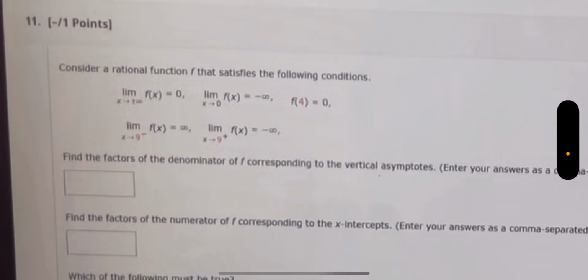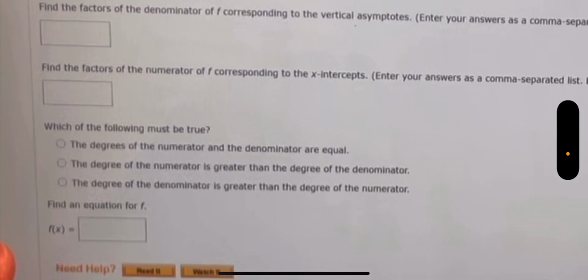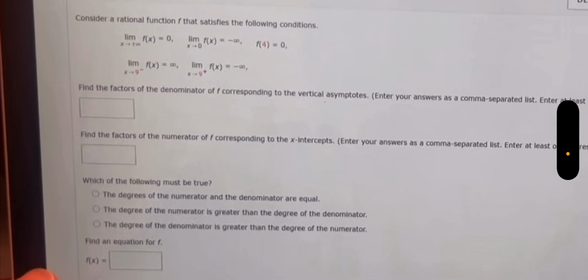Let's see what else I got. Which of the following must be true? The degree of the numerator and degree of the denominator are equal. Degree of the numerator is greater. The degree of the denominator is greater. I think it's the degree of the denominator is larger than the degree of the numerator, right?